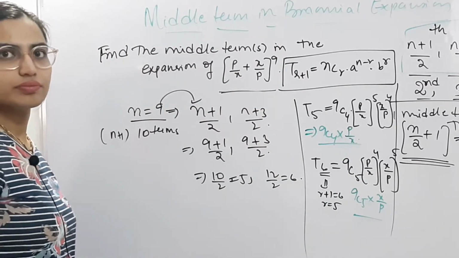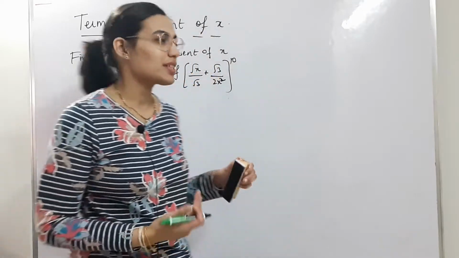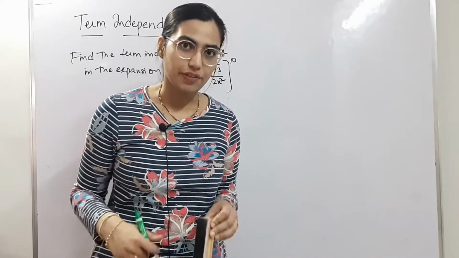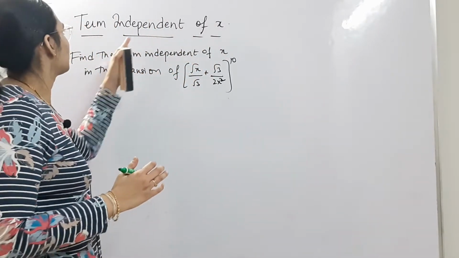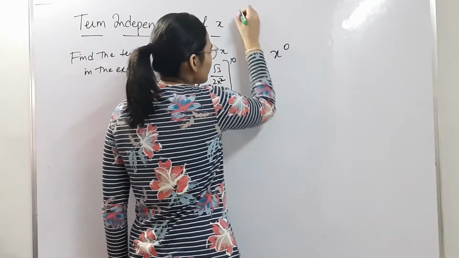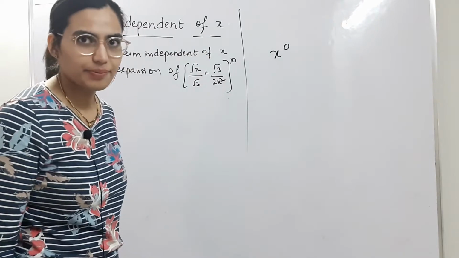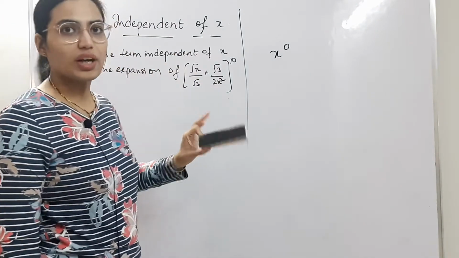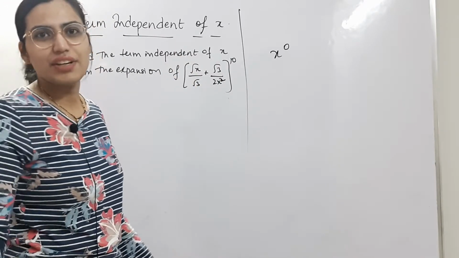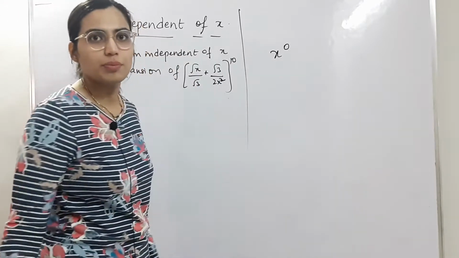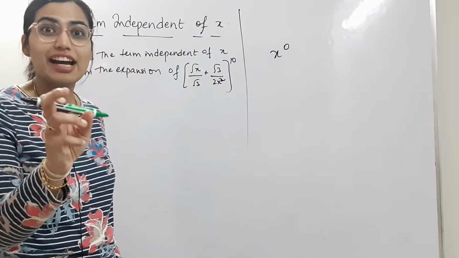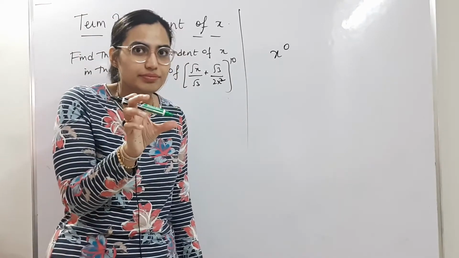The next topic in this video is term independent of x. That is, how to find the term independent of x. What do you mean by the term independent of x? It's nothing but x to the power of 0. Right. So if we need to find one term that doesn't have x or y or any variable for that matter in the binomial, then can you not say that it means we shouldn't have x in that term? Yes.